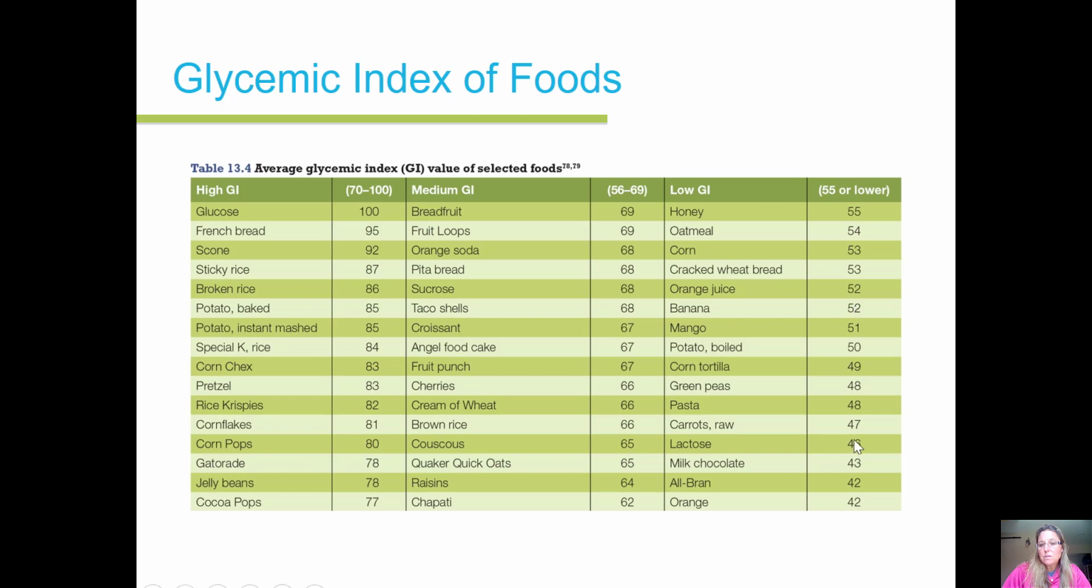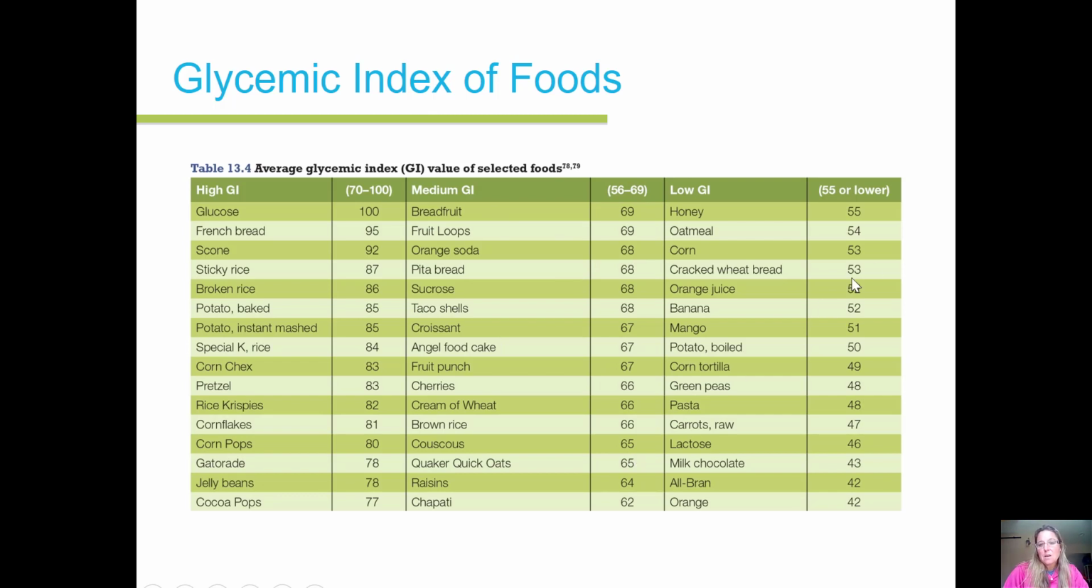So these types of foods are going to slowly release glucose into your bloodstream, but not at the rate or as much as these foods in this first column. Okay, and then of course the moderate or medium glycemic index foods are the 50s and the 60s.